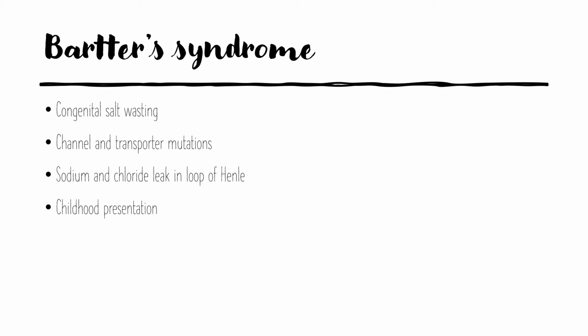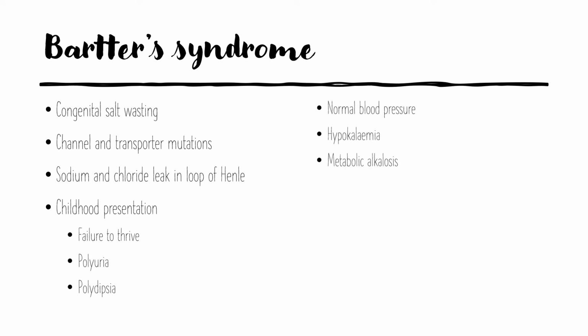It presents in childhood as failure to thrive, polyuria, polydipsia, potentially normal blood pressure, hypokalemia and metabolic acidosis. In order to treat this illness, you can give potassium replacement, NSAIDs, which inhibit prostaglandins, and ACE inhibitors.